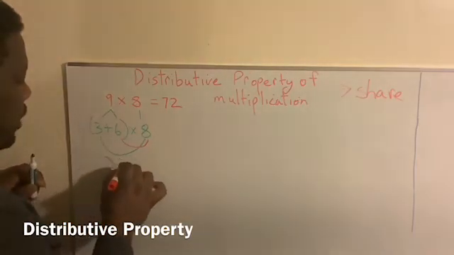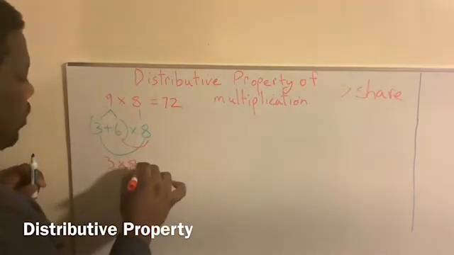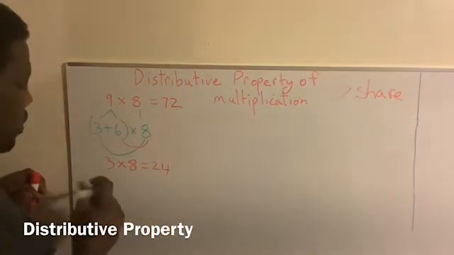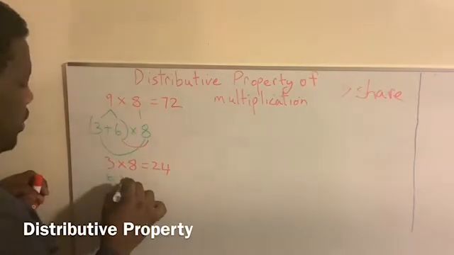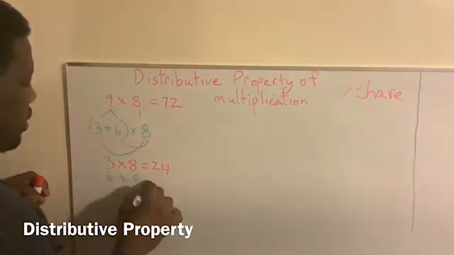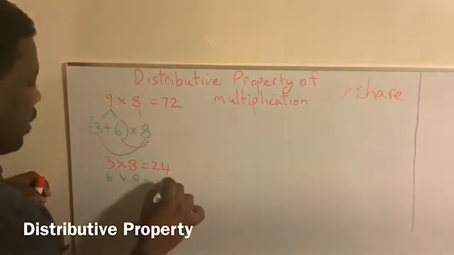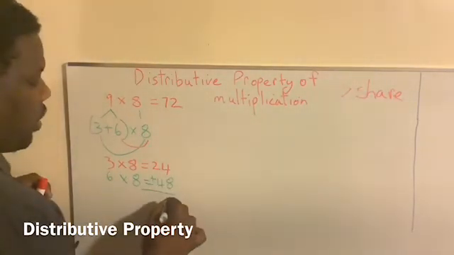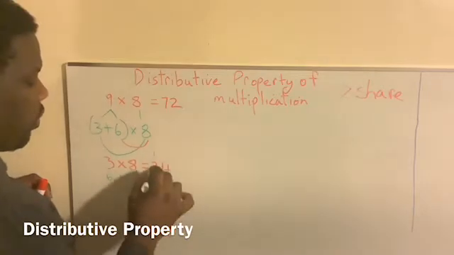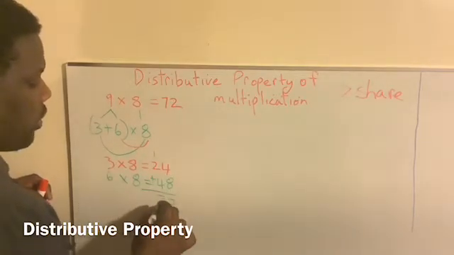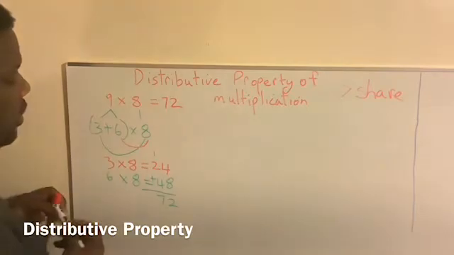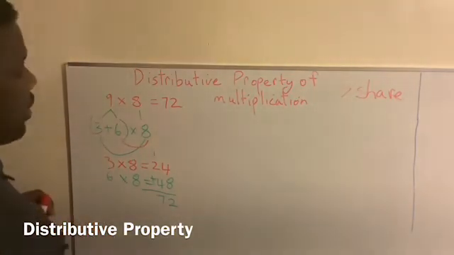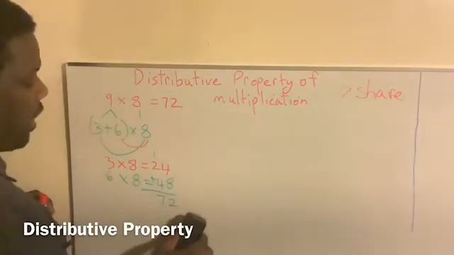So 3 times 8 is equal to 24. 6 times 8 is equal to 48. And if we add our answers, 4 plus 8 is 12. We regroup, 2 plus 4 is 6, and 1, 7. We still get 72. So it doesn't matter how you break it up. Once you multiply all the parts and you add their products, you will get the same answer.